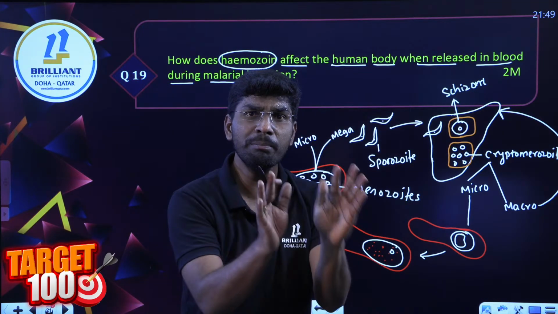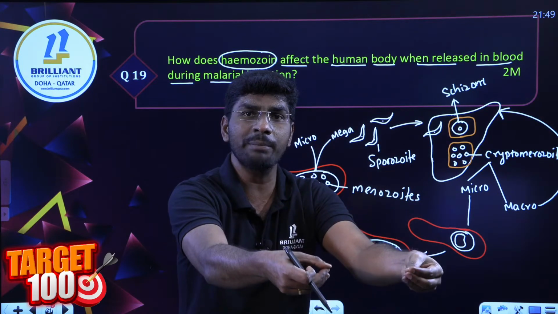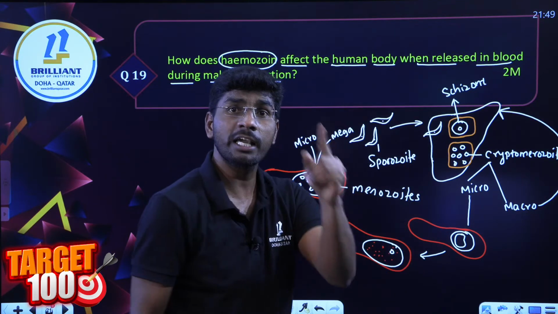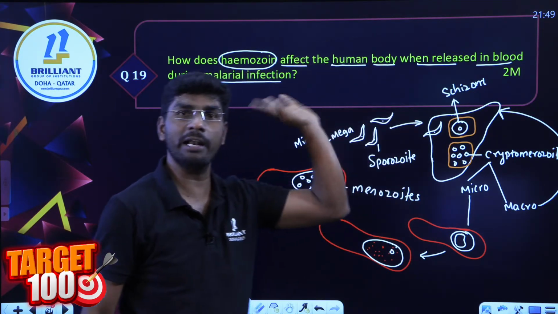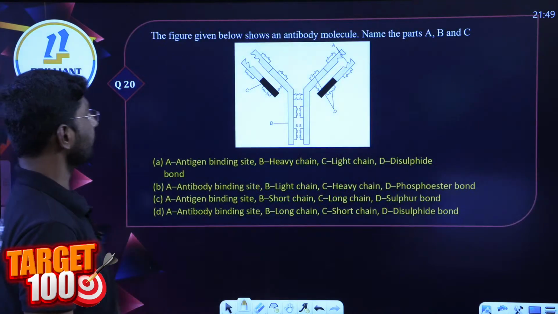Got my point? Simple answer. No need to worry. Hemozoin is released from the parasite when the RBC ruptures, and can cause chill and high fever. Enough. Chill and high fever. Enough. 2-mark question. Next question.